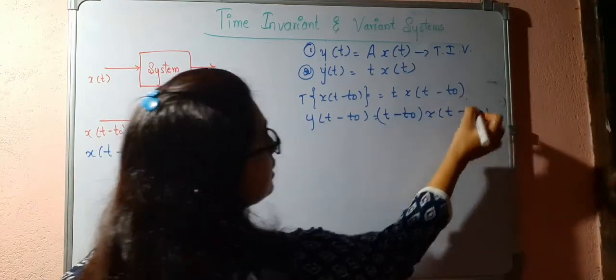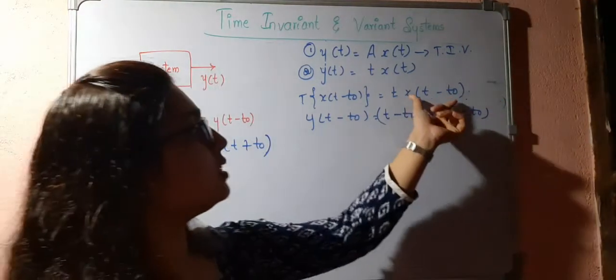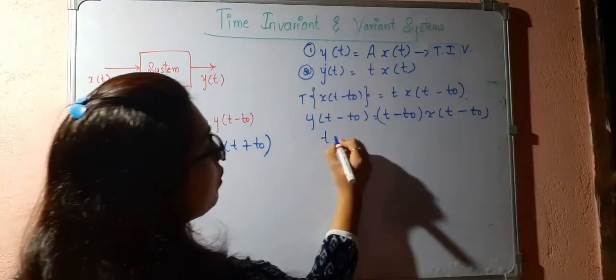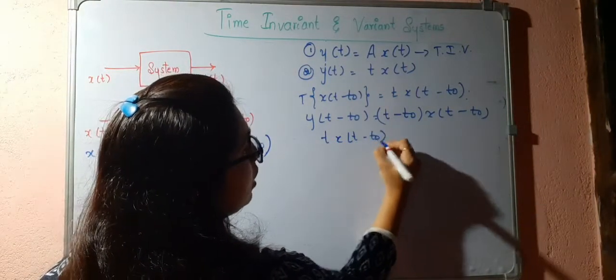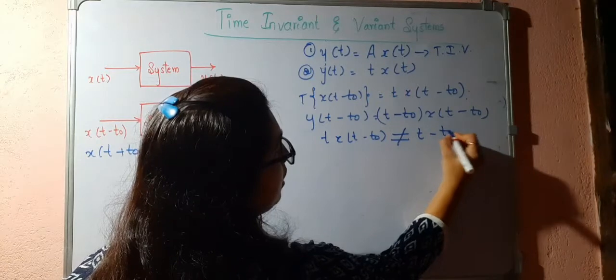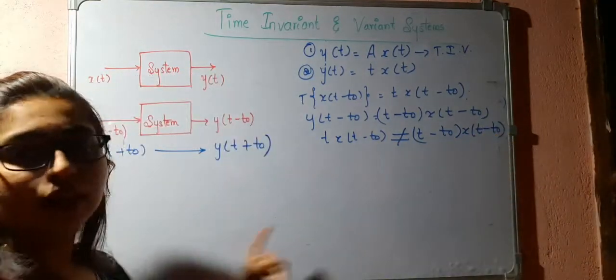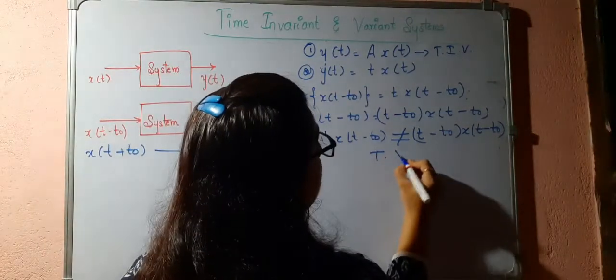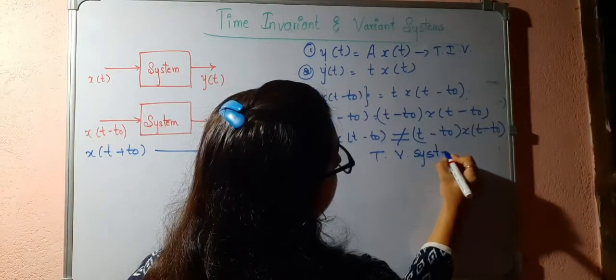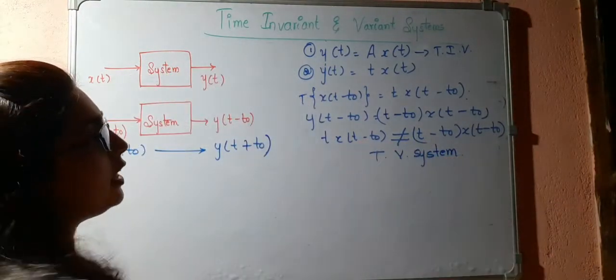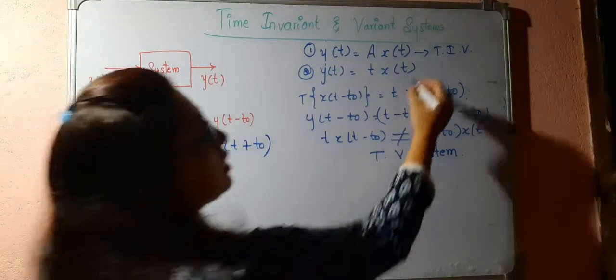So from this and this, I can tell that this is not equal to this, right? t times x of t minus t naught is not equal to t minus t naught times x of t minus t naught. So this system becomes a time variant system. This is the time variant system.